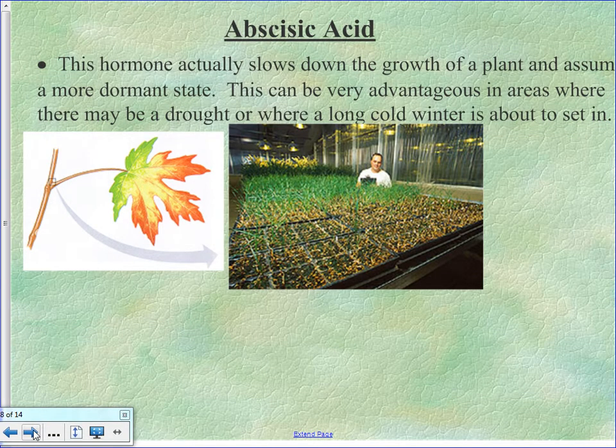Okay, abscisic acid is an important hormone for plants that have distinct seasonality. That means they either have a wet and a dry season, or they have summer and winter. If you're in a tropical rainforest, abscisic acid is probably not all that big a deal for you because your weather is pretty much the same all year. It's wet and hot. But in Canada, our plants need to overwinter. So what abscisic acid does is it prepares a plant for dormancy.